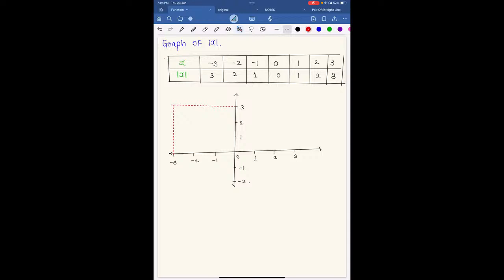बरोबर. नेक्स्ट -2 आणि 2. सो इथे येईल कुठे ते. देन -1 आणि 1. Somewhere here. Then 0 la 0, then 1 la 1. For x is equal to 1, we get mod of x is also 1. So this one. Then x is equal to 2, we get mod of x also 2. This one. And for x is equal to 3, we get mod of x is also 3.